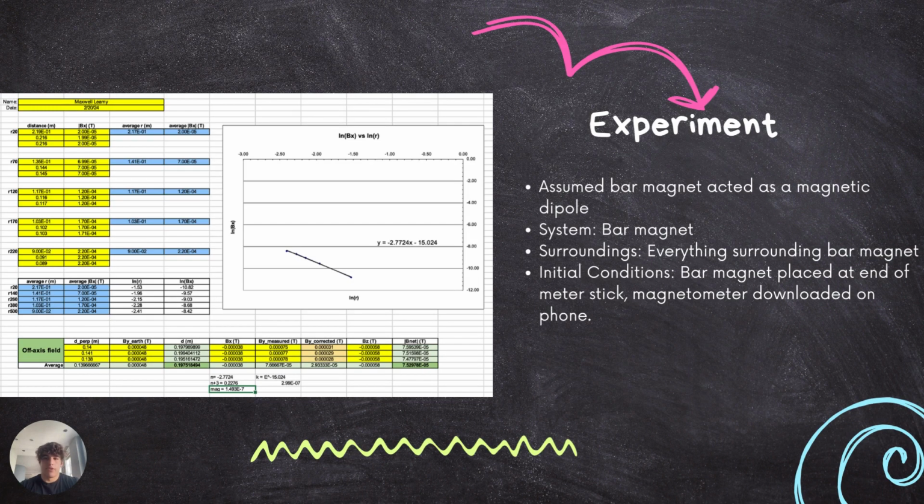For the experiment, we assumed a bar magnet acted as a magnetic dipole. The system of the experiment was the bar magnet, and the surroundings of the experiment were everything surrounding the bar magnet. The initial conditions of the experiment were that the bar magnet was placed at the end of a meter stick, and the magnetometer was downloaded onto the phone.